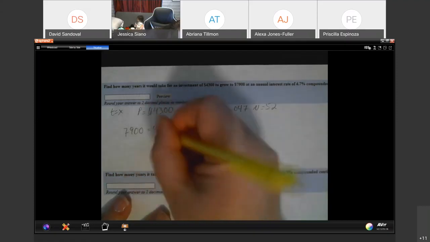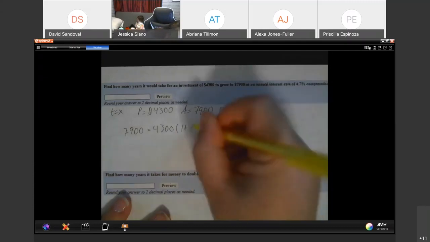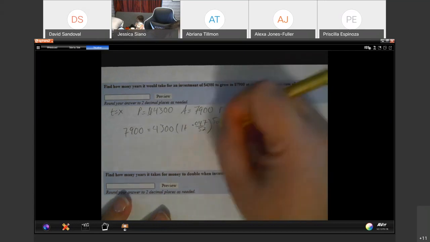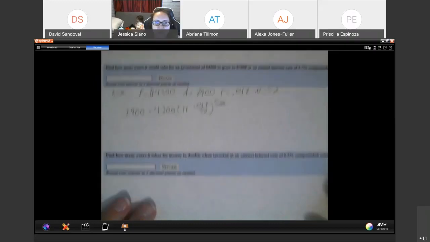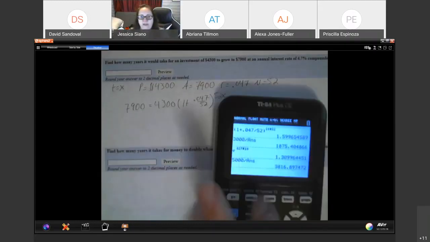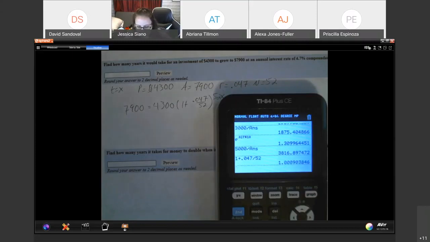7,900 equals 4,300 times 1 plus 0.047 over 52 to the 52x. Okay. I want to know what this is. I want a better thing than that ugly. 1 plus 0.047 divided by 52 is 1.0009.